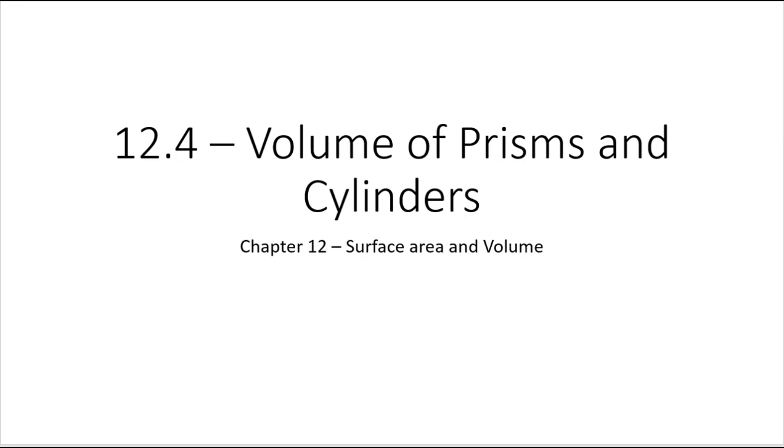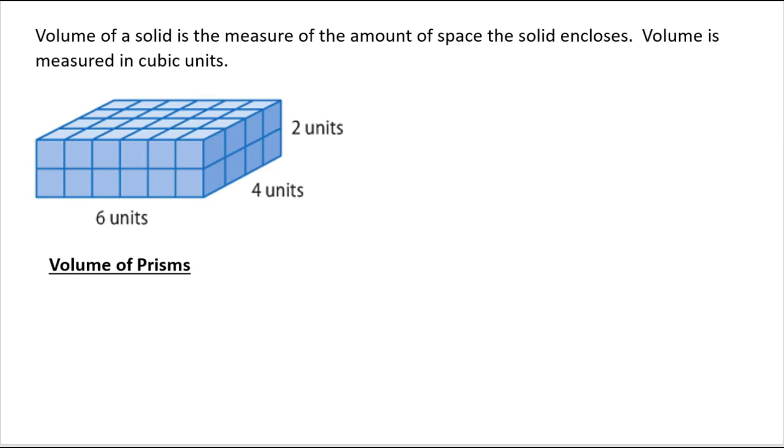Today we're going to be talking about volumes of prisms and cylinders. So we've talked about surface area of prisms and cylinders. Now we're going to talk about volume. And volume is the amount of cubic units that we can fit into a space. Okay? Volume of a solid is the measure of the amount of space the solid encloses. Volume is measured in cubic units.